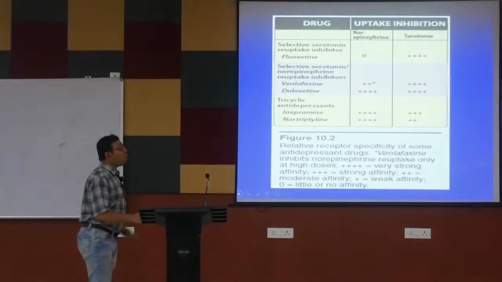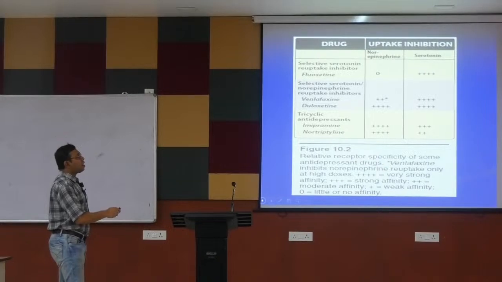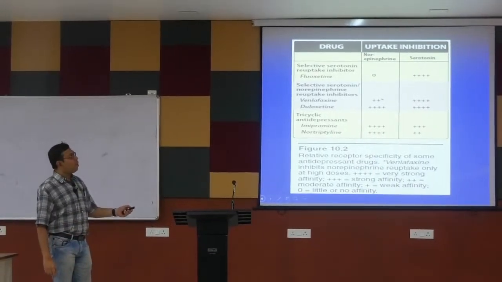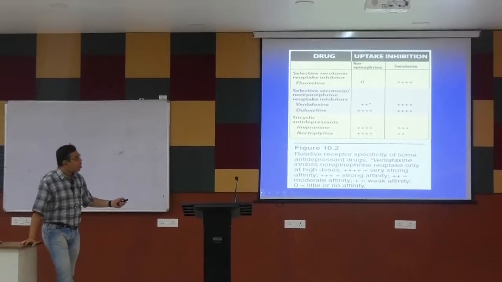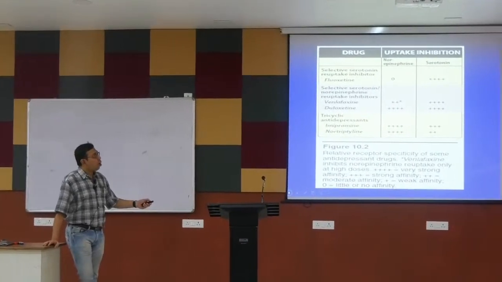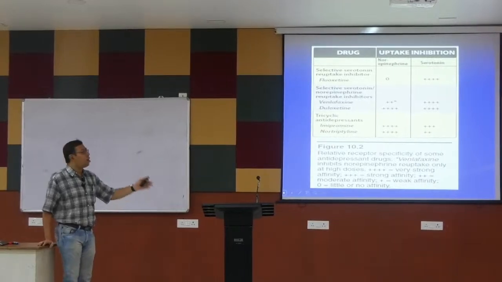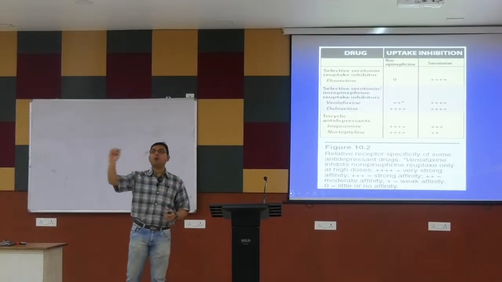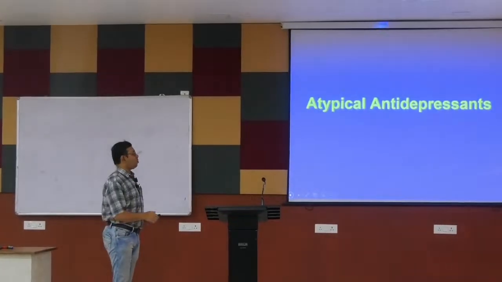Uptake inhibition also varies for the different drugs. For example, you can see fluoxetine is a selective serotonin reuptake inhibitor. It has no uptake inhibition on norepinephrine, but maximum uptake inhibition on serotonin. Similarly, for the SNRIs duloxetine and venlafaxine, they are somewhat blocking norepinephrine and also blocking serotonin, very largely. And tricyclic antidepressants are non-specific blockers of the different receptors. Within the group also, one drug varies from another according to their selectivity and potency of action on different receptors.